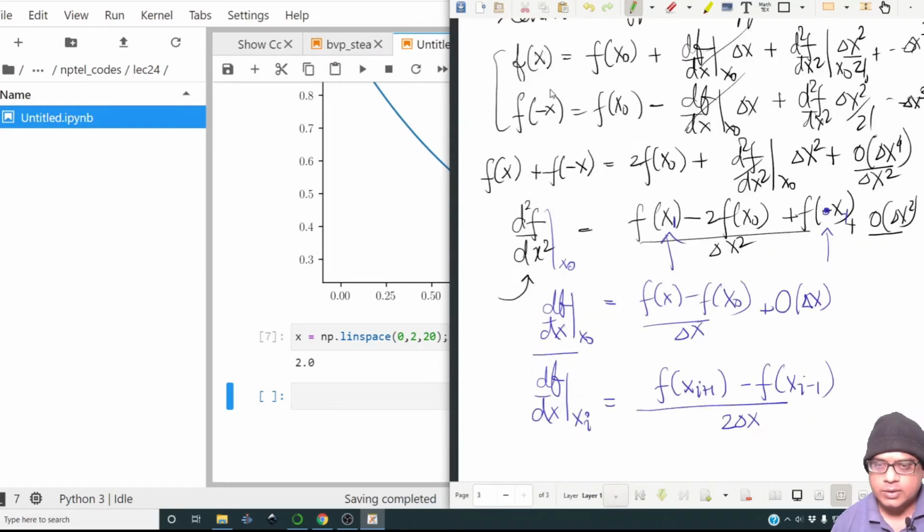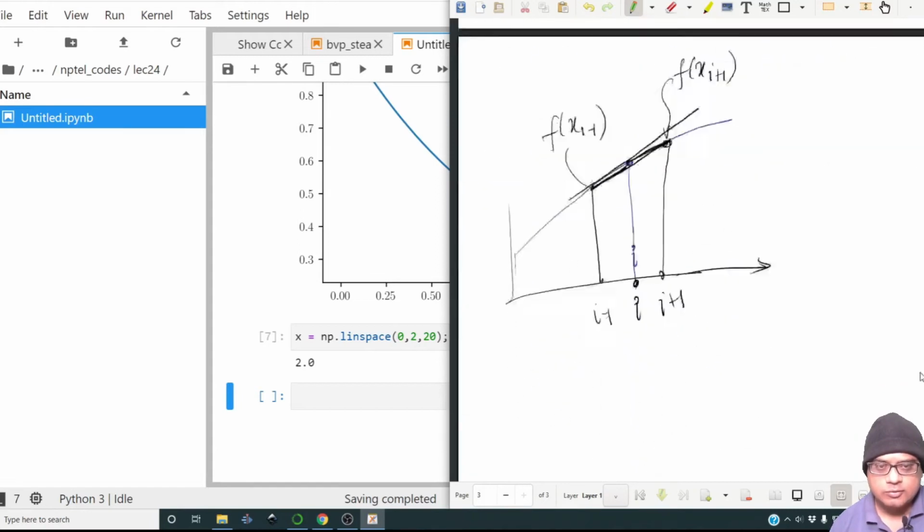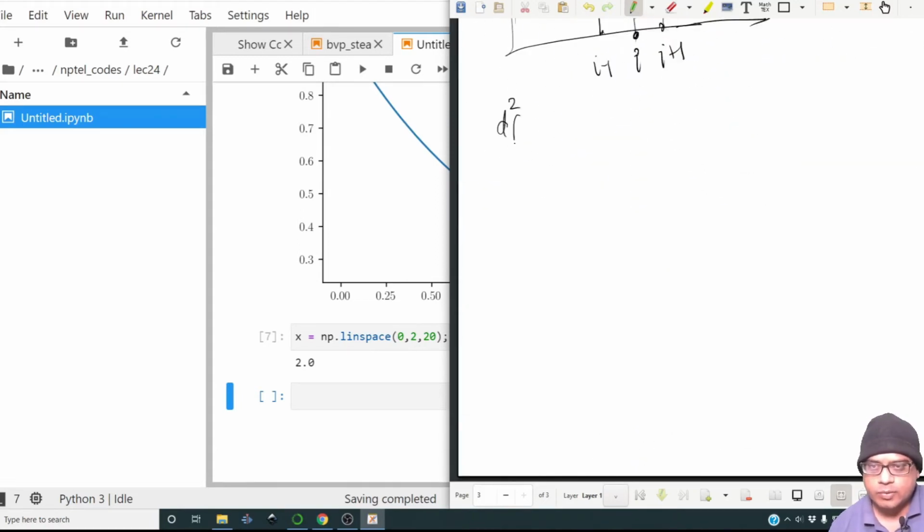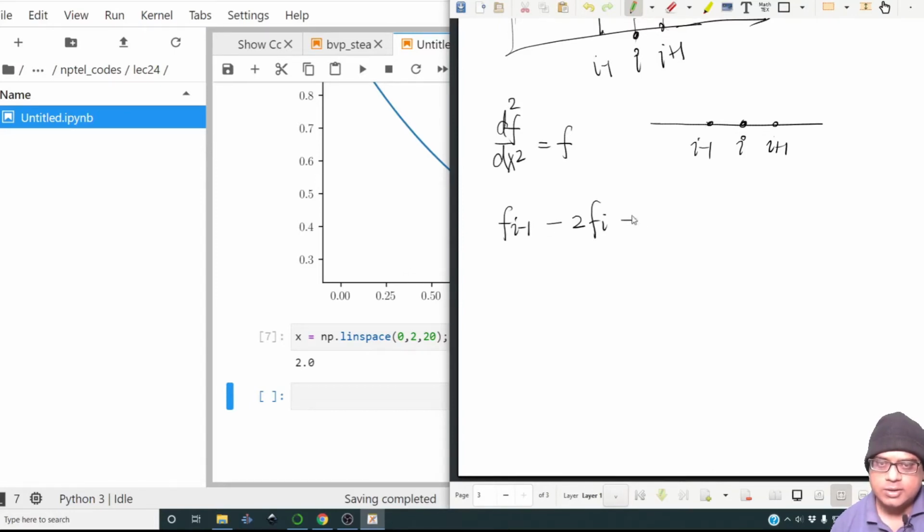So d2f/dx2 is equal to f. I can do a finite difference approximation at the ith node. So this will be fi minus 1 minus 2fi plus fi plus 1 divided by delta x square is going to be equal to fi. So obviously the left hand side is order delta x square accurate.